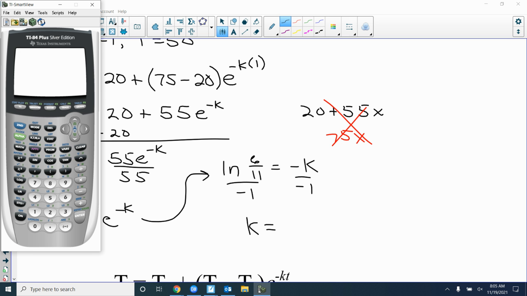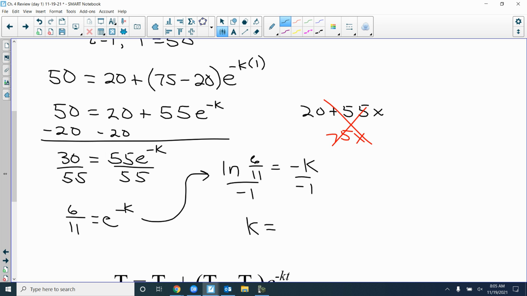ln of 6 divided by 11. And then, all right, so that's a negative. And when I divide by -1, I get a positive. So K is 0.606136. Okay.